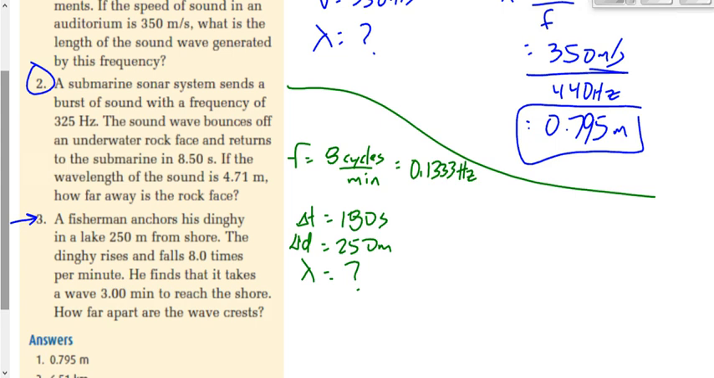The only equation we have with lambda is that universal wave equation, V is equal to F times lambda. Rearrange this to solve for lambda. We get V over F. We sub our numbers in. Oh, we got a problem. We don't know what V is. Any ideas? Use another formula. Who said that? Parker, which formula do we use? Good. So the distance that the wave travels is 250 meters divided by the time of 180 seconds. That gives me, what is that? 250 divided by 180.